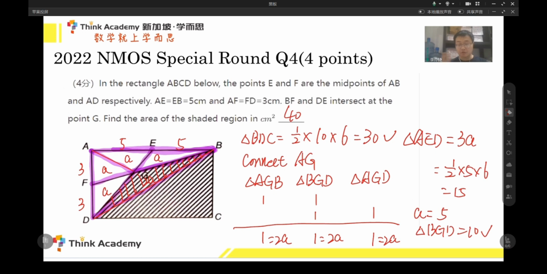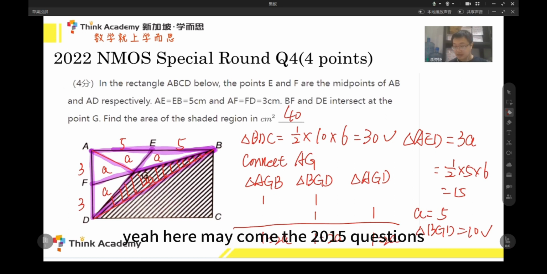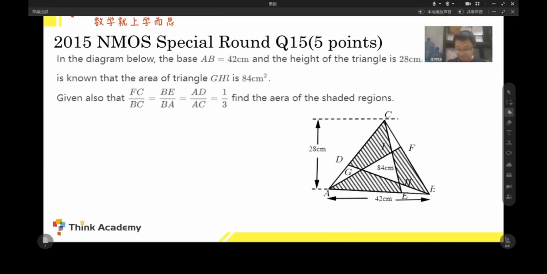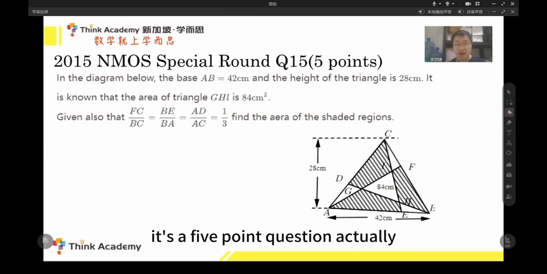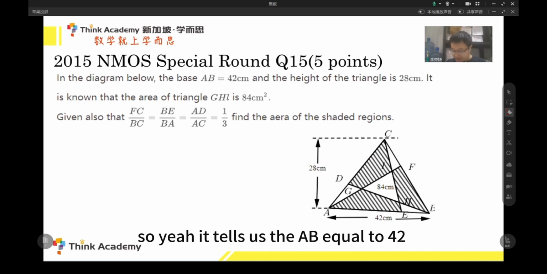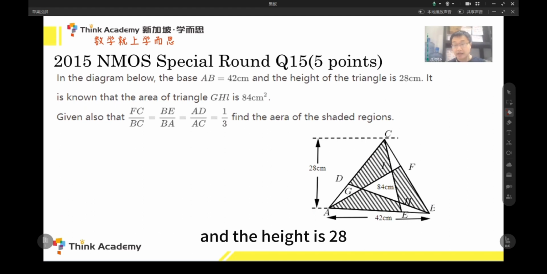If you want to make the question more difficult, here comes the 2015 question. It's a 5-point question. Actually, this is not a good question as it gives us extra conditions. It tells us AE equals 42 and the height is 28.